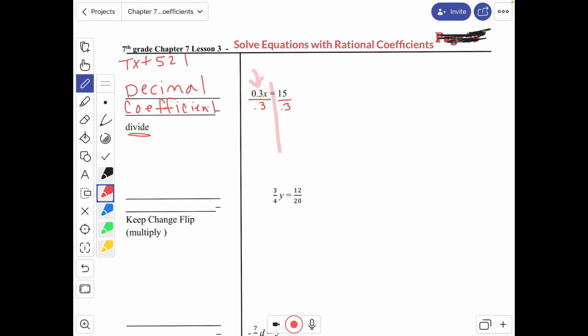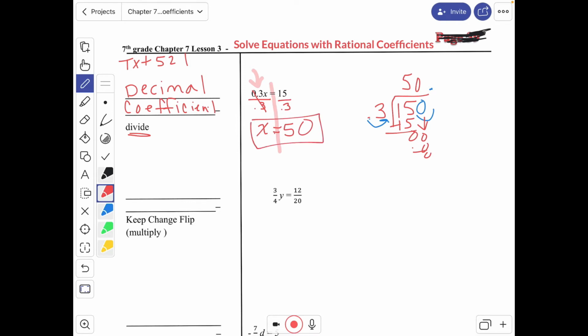Well, the 0.3's cancel because 0.3 divided by 0.3 makes 1, and 1x is just x. My equal sign stays in the middle, and then 15 divided by 0.3. And I'm going over here to the side because I notice it has a decimal, so I'm going to have to move the decimal over. 3 goes into 15 5 times. And 3 goes into 0 0 times. So 15 divided by 0.3 is 50. X equals 50.